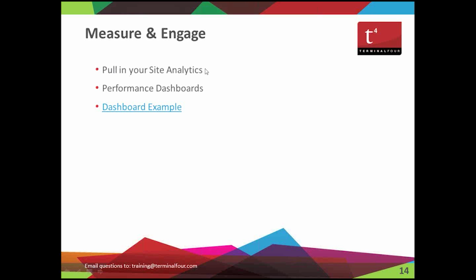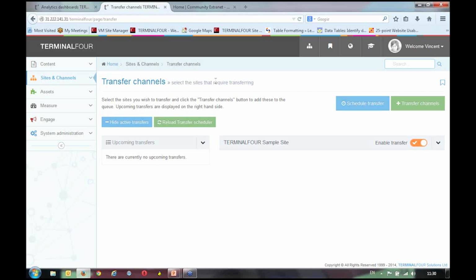Now, from the Measure and Engage, just a couple of things that you can do right now in version 8 is that you can pull in your site analytics. So you'll be able to configure your Google Analytics, and then we can create dashboards for you. And these dashboards you can make available to users and groups. So people will be able to see the results of your Google Analytics without giving your Google Analytics login details away to those users. You can just have them outputting in dashboards.